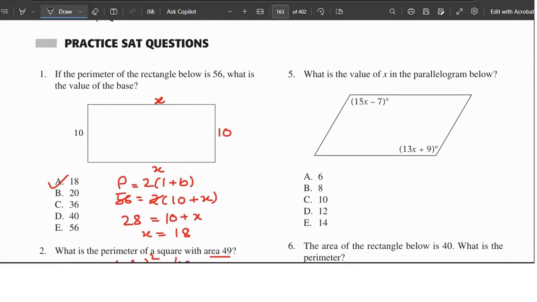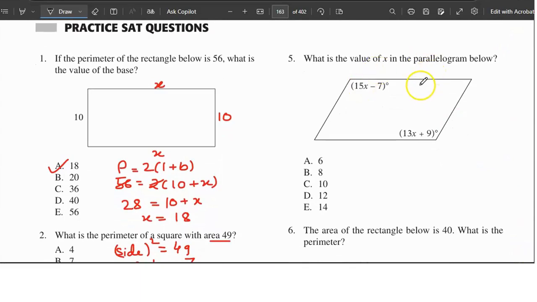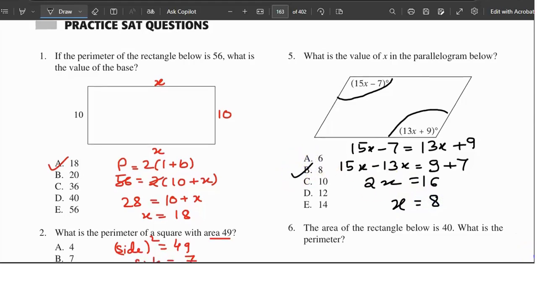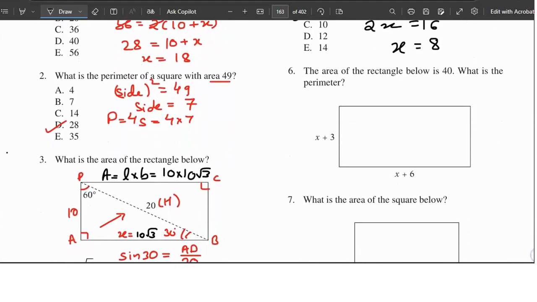Now question number 5. What is the value of x in this parallelogram? Now this is a parallelogram, so opposite angles should be equal. So 15x minus 7 will be equal to 13x plus 9. We'll bring the x terms on one side. 15x minus 13x equals 9 plus 7. 15x minus 13x is 2x and 9 plus 7 is 16. So 2x is 16, x is equal to 16 upon 2, that is 8. This is the answer.